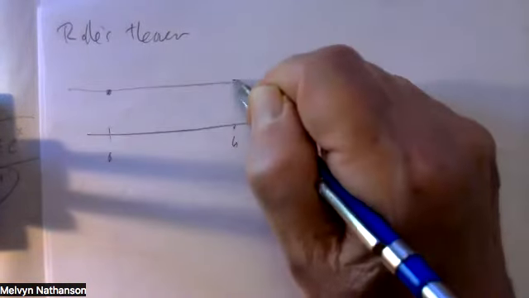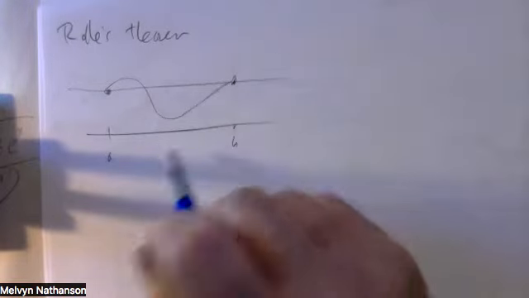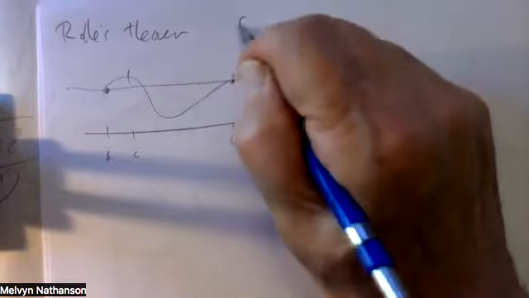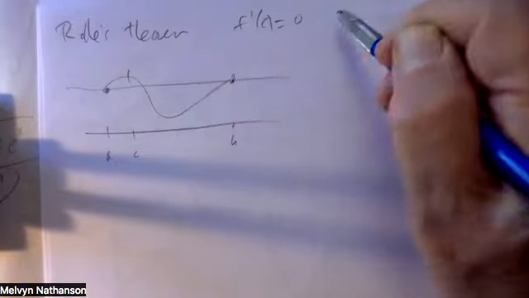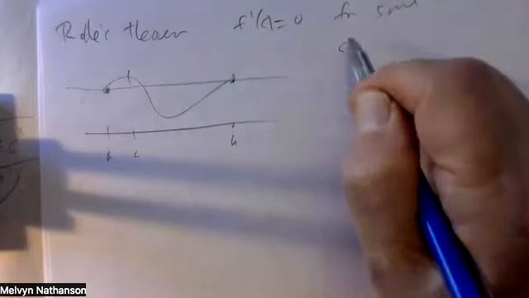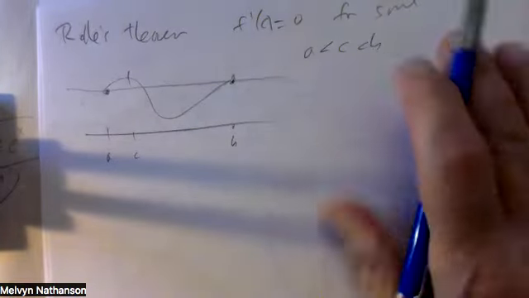Rolle's theorem says you have a continuous function, and at some points A and B, the value of the function is the same, then there has to be some point, for example, C, between A and B, where the derivative is 0, for some C greater than A and less than B.